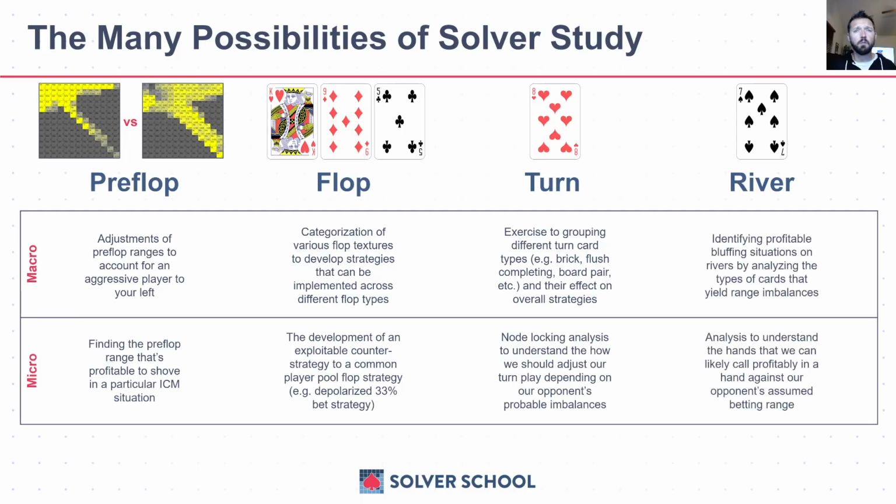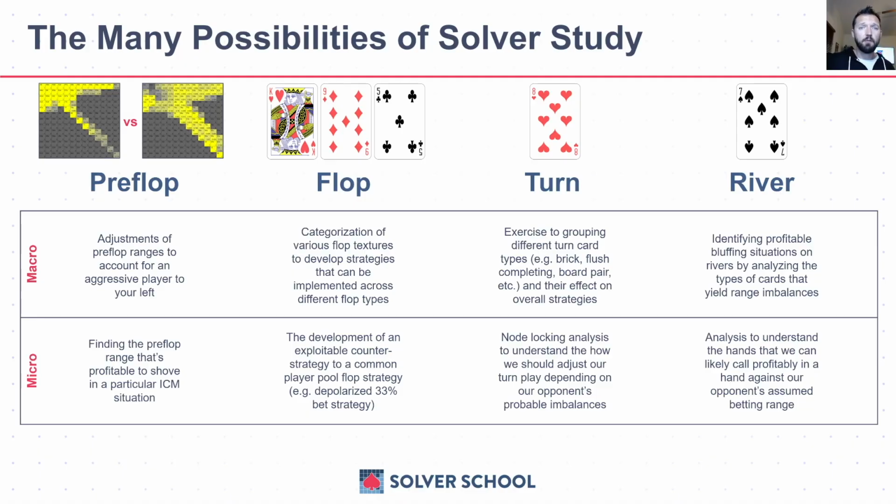And then finally, on the river play, at the more macro level, we can start putting an analysis together to try to identify some profitable bluffing situations on rivers by analyzing the types of cards that tend to yield range imbalances, because those are the scenarios where maybe an opponent has too much value in their range or is devoid of all value in their range, and identifying which of the cards that we want to be shutting down on more frequently versus which of the cards that we want to be bluffing with a larger portion of our range.